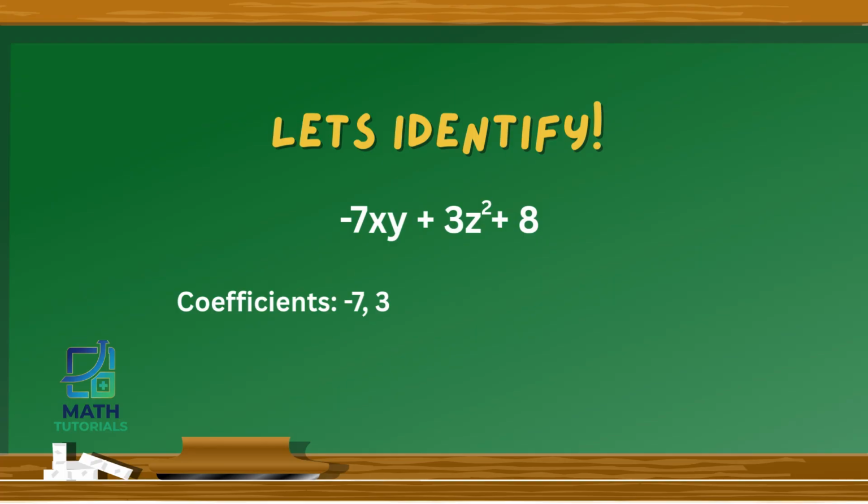Why? Because negative 7 is the multiplicative factor of x and y. And 3 is the multiplicative factor of z squared. Next, we need to identify what the variables are. The variables are numbers that are represented as letters. In our example, we have x, y, and z as the variables.